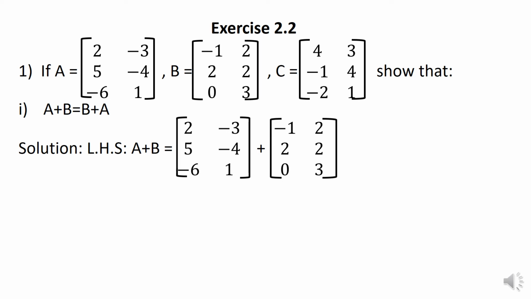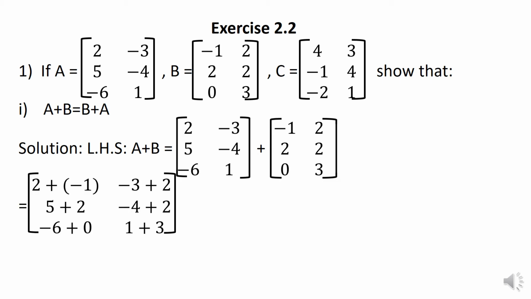First of all, the order of the matrices must be the same. Here, the order of the first matrix is 3 by 2. The order of the second matrix is also 3 by 2. Thus, we can add both the matrices together by adding their corresponding elements like this. And after doing that, we get the answer matrix for the LHS.